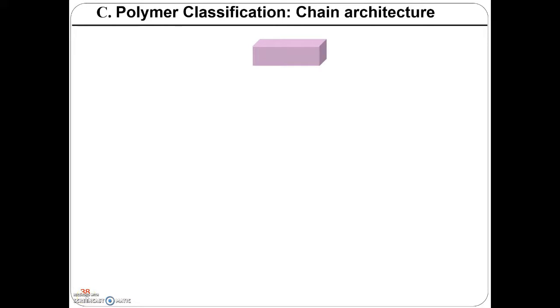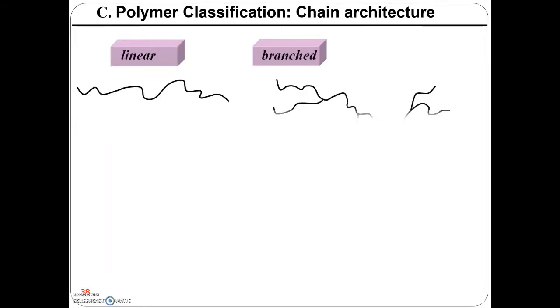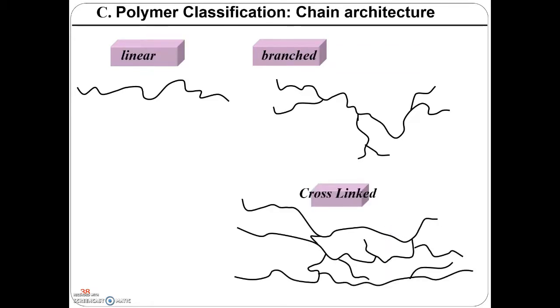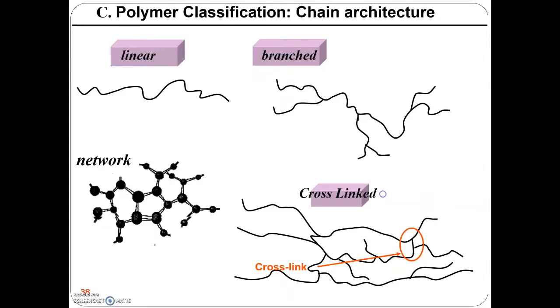Hello everybody. Today we will continue the polymer classifications and we will pass to the third polymer classification category, which is based on chain architecture. This category on itself is divided into four parts. We have the linear polymers, we have the branched polymers, the cross-linked ones, and the network. What's the difference between these different chain architectures?